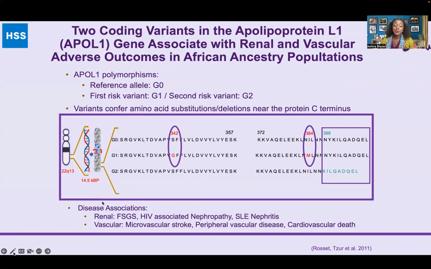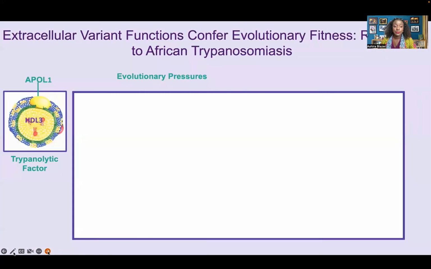Now, this is disease associated, so increases the risk of chronic kidney disease due to FSGS, HIV associated nephropathy, or lupus nephritis, among others, and also increases the risk of some vascular disease, such as microvascular stroke and peripheral vascular disease. Now, why are these so common in African ancestry genomes? It turns out that this story is somewhat similar to the sickle cell story, where carrying these variants in any form decreases the risk of dying from infection, in this case, African trypanosomiasis or African sleeping sickness, but when carried in homozygous form, increases the risk of disease.